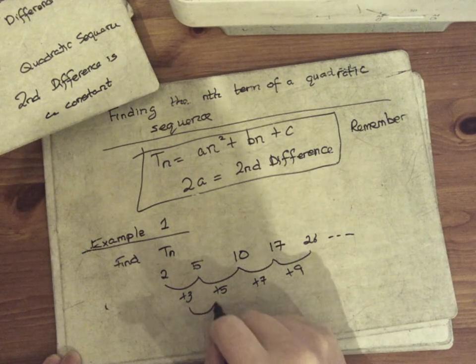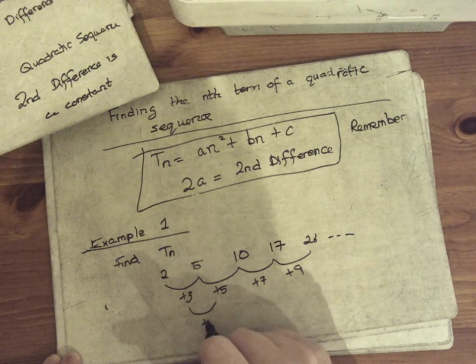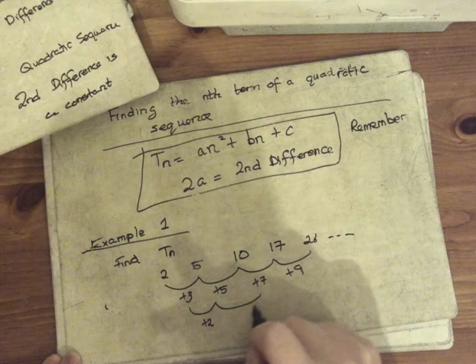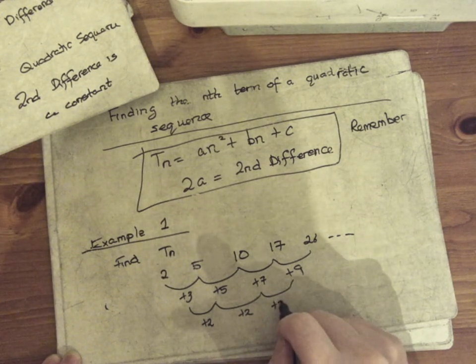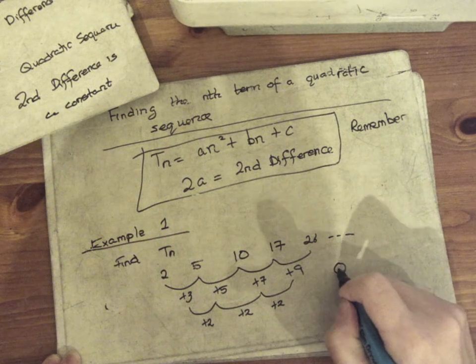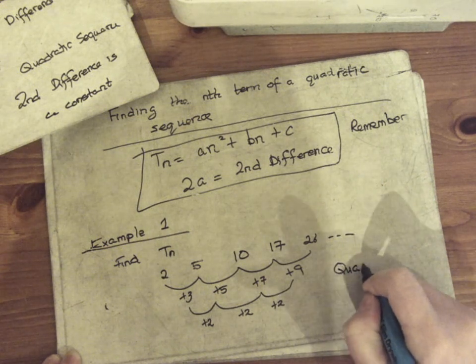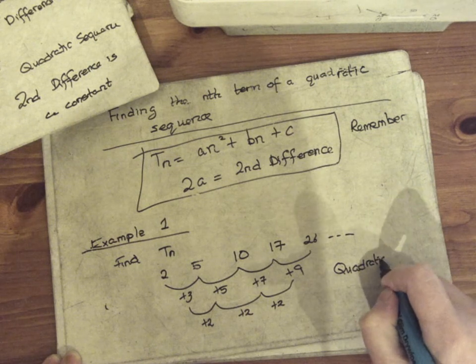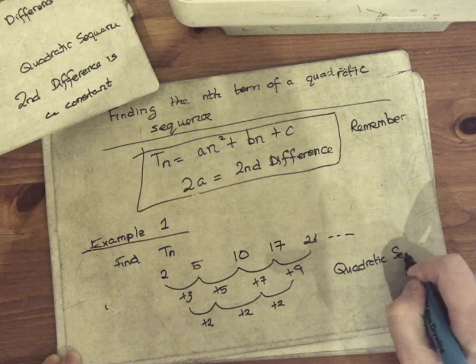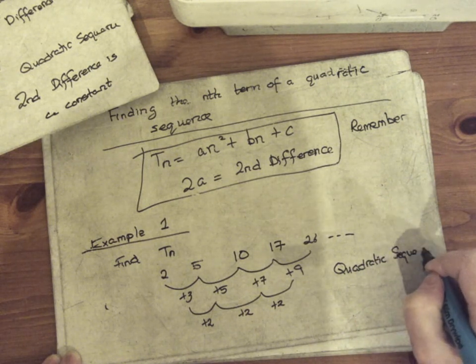Okay, then you see, 3 goes to 5, that's add on 2, 5 goes to 7, you're adding on 2, 7 goes to 9, you're adding on 2. So this is a quadratic sequence, because the second difference is a constant.